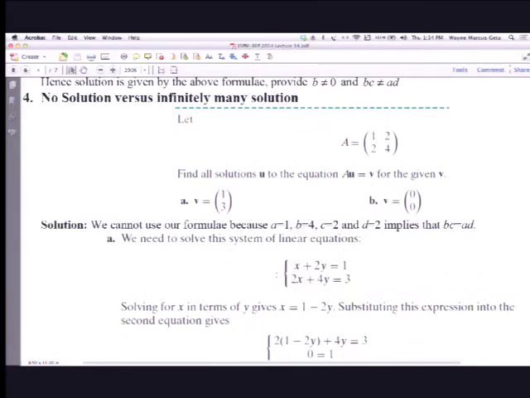So let's have a look at this matrix A over there. Is its determinant equal to 0? What do you think? Matrix A, what is its determinant? It's 1 times 4 minus 2 times 2. That's equal to 0. So if we try to solve this, we should expect a problem. So let's first try to find solutions to A times U is equal to V.